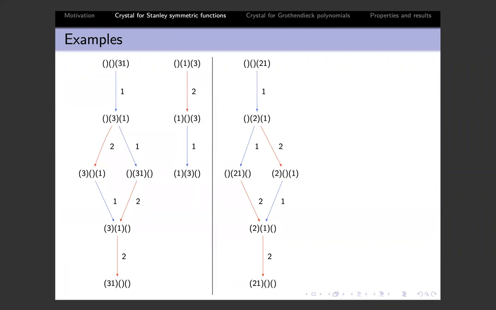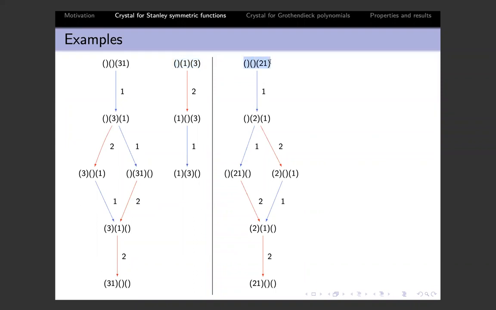I've taken again the W S3 times S1. And then you can see that there are two connected components. And we have two highest weight vectors in this case. One is of weight 2, and the other one is of weight 1, 1. So this is now telling us that the Stanley symmetric function indexed by the permutation S3 times S1 is equal to S2 plus S11, because we have two connected components.